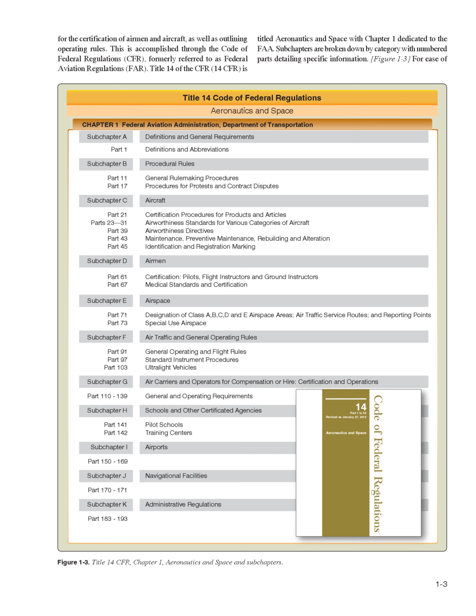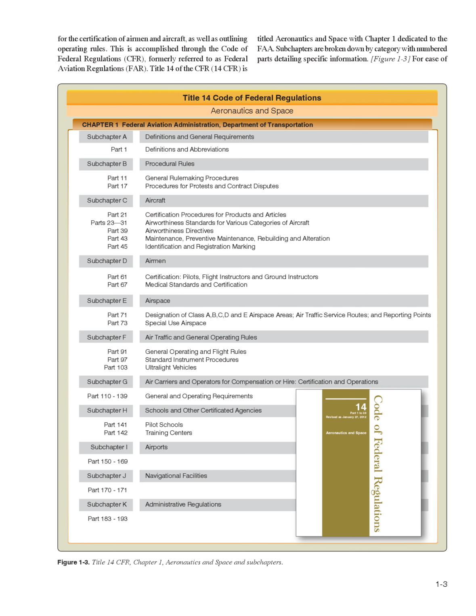Title 14 of the CFR, 14 CFR, is titled Aeronautics and Space with Chapter 1 dedicated to the FAA. Subchapters are broken down by category with numbered parts detailing specific information. Figure 1.3. Title 14 Code of Federal Regulations. Aeronautics and Space. Chapter 1 Federal Aviation Administration, Department of Transportation.